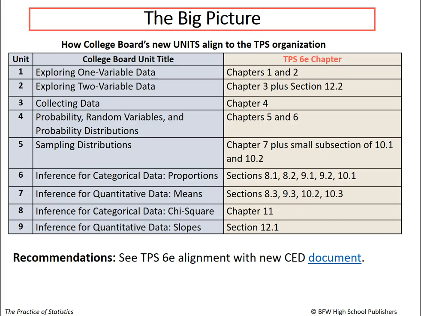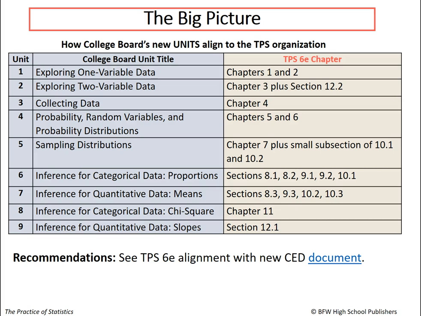So in the College Board structure, Unit 1, Exploring One Variable Data, is directly linked to Chapters 1 and 2 in TPS 6. Unit 2 on Exploring Two Variable Data is linked to Chapter 3 plus Section 12.2 on Transforming to Achieve Linearity. Unit 3 on Collecting Data matches nicely with TPS 6 Chapter 4. This very large Unit 4 on Probability, Random Variables, and Probability Distributions matches fairly well with Chapters 5 and 6 in TPS 6. Unit 5 on Sampling Distributions corresponds to Chapter 7 plus small subsections of 10.1 and 10.2 in TPS 6.